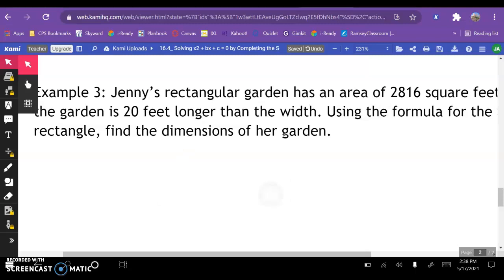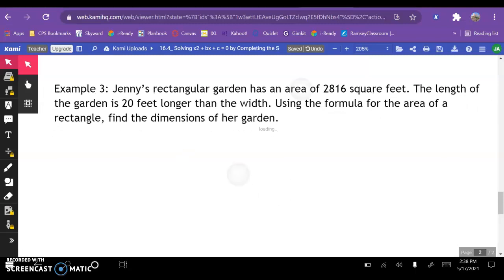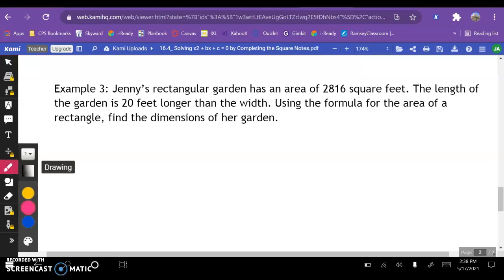All right. For this one, Jenny's rectangular garden has an area of 2,816 square feet. The length of the garden is 20 feet longer than the width. Using the formula for area of a rectangle, find the dimensions of her garden. So I know that a rectangle is length times width. So they tell us the length is 20 feet longer than the width.